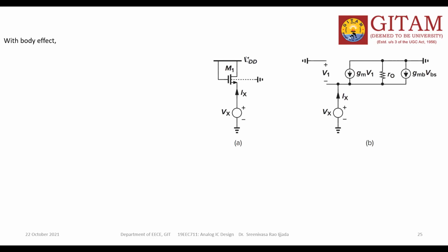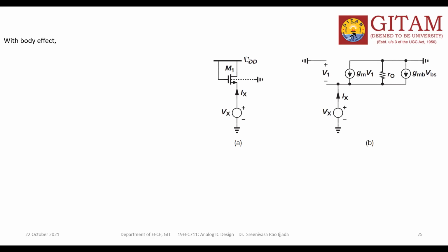So the next version is the CS amplifier with a diode connected load. Diode connected means if you take a PMOS or NMOS device, and the gate and drain are tied together, it works like a diode. In the last class, we did some derivations regarding how much impedance the diode connected load will offer, with and without body effect.